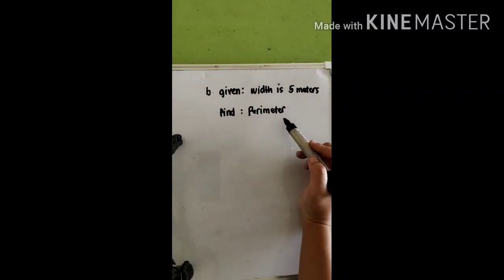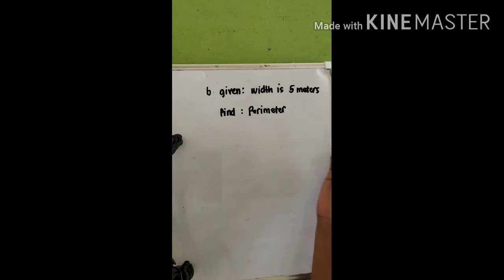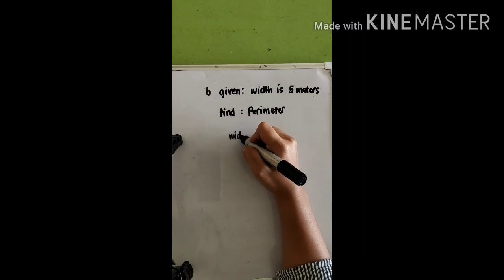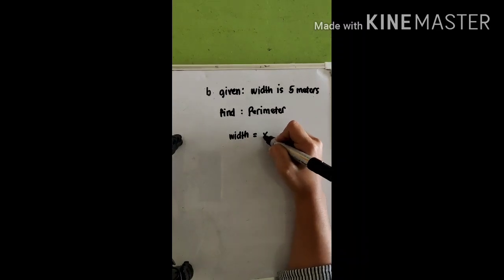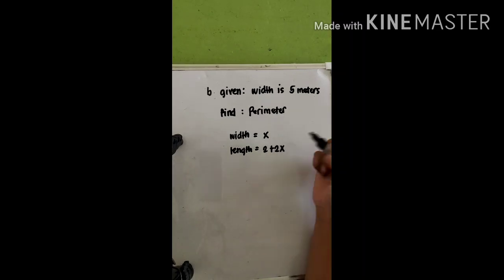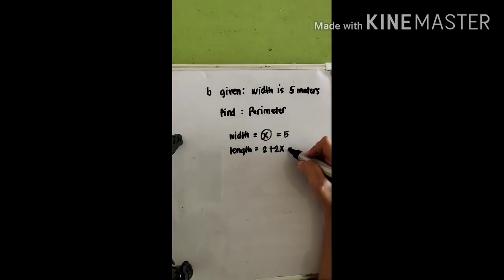Now for the follow-up question, letter B, we are given the width, which is 5 meters, and then we are going to solve for the perimeter of the rectangular pen. So we have the same rectangular pen whose width is x and whose length is 2 plus 2x. So the width now will become 5 and the length now will become 2 plus 2 times 5. So this will become 2 plus 2 times 5, that is 10, and the length is 12. So of course, don't forget the unit of measurement, meters.